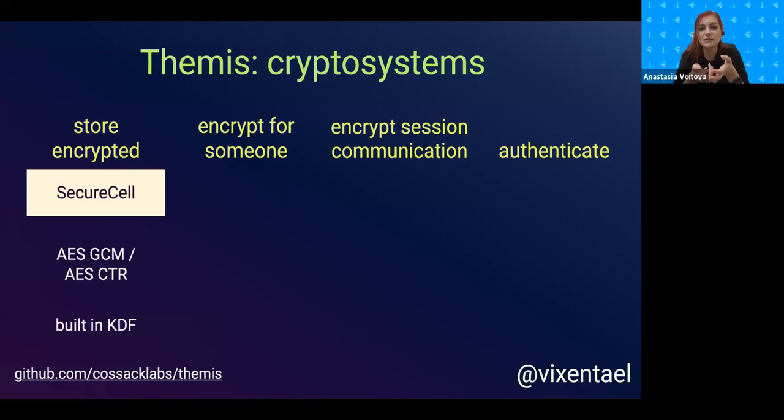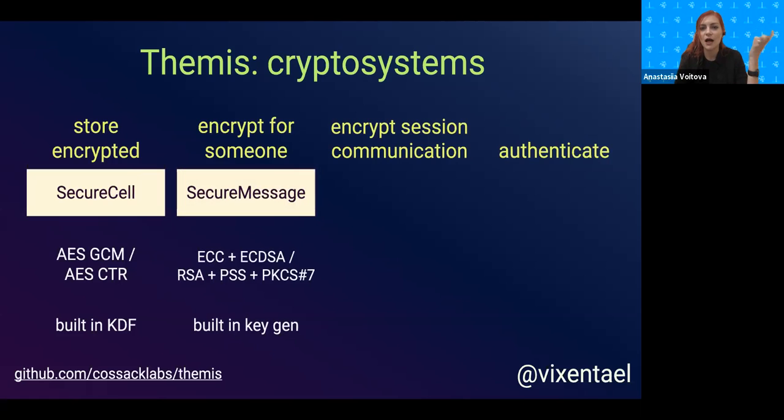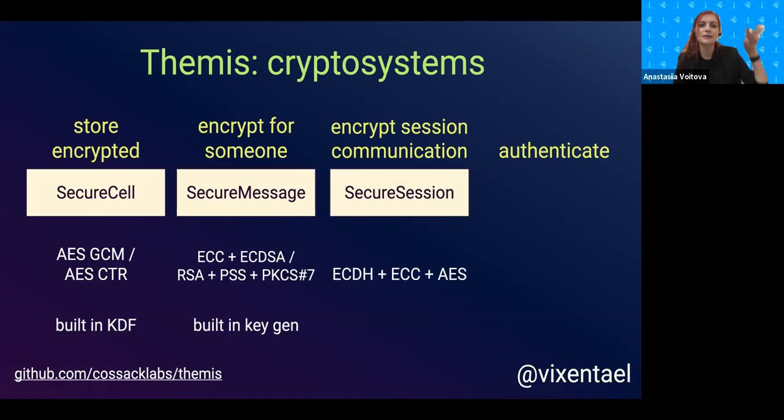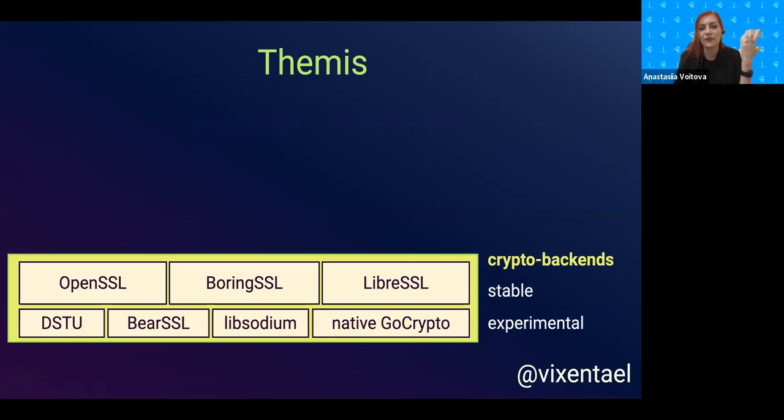Each of these crypto systems has its own name, for example, Secure Cell for storage, and has certain cryptographic primitives, cryptographic ciphers, under the hood. But for developers, we don't actually tell them a lot about the cryptography under the hood. We try to hide this cryptography. We try to have secure by default options, so developers don't have to think. However, this simplification for developers costs really, really a lot for us as maintainers.